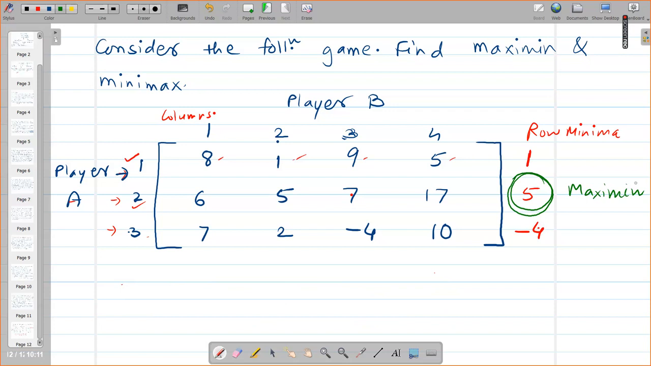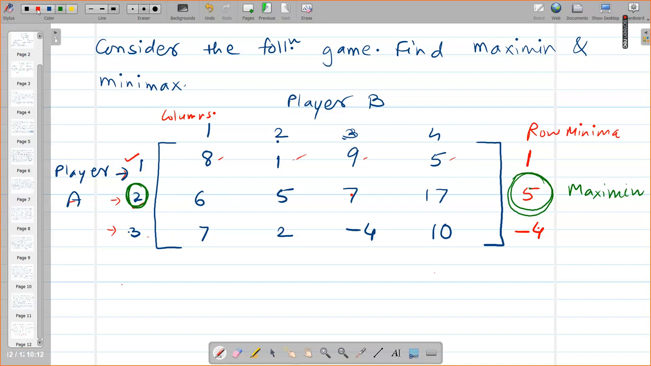Yes, ma'am. So, and the corresponding strategy. So this 5 belongs to the second row. So that means I will tell player A, yes, you go with strategy 2 so that you will maximize your gain. This will be your gain. Now let us see whether we get 5 as minimax also. If we get 5 as minimax, then we say that saddle point exists, and then we can tell players that throughout the game you play with particular strategies. Don't use other strategies at all.